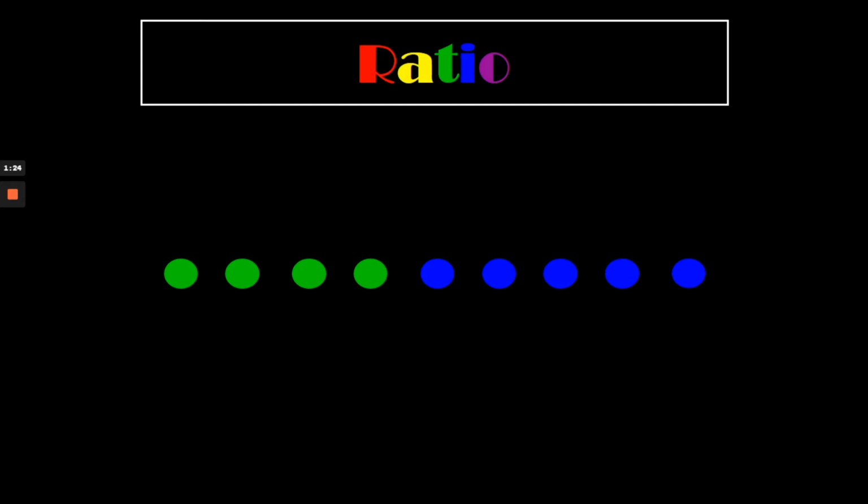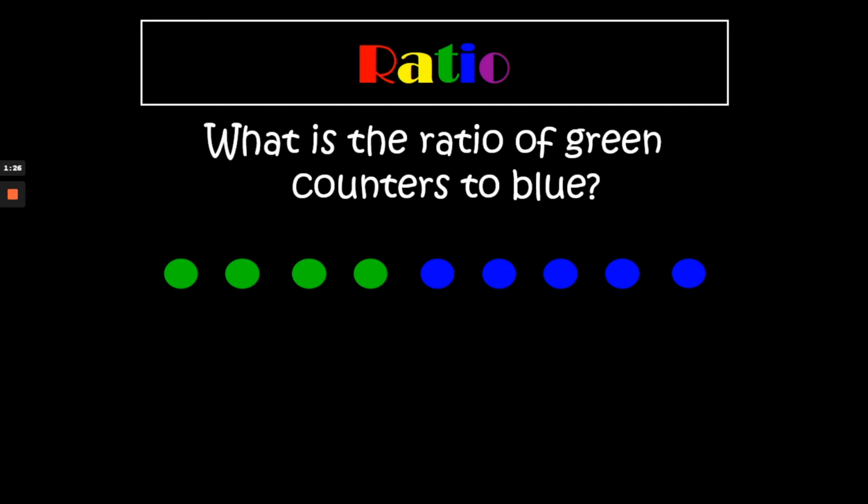The ratio of green to blue counters would be how many greens there are, which there are 4, and how many blue counters there are, which is 5. So therefore the ratio would be 4 to 5.